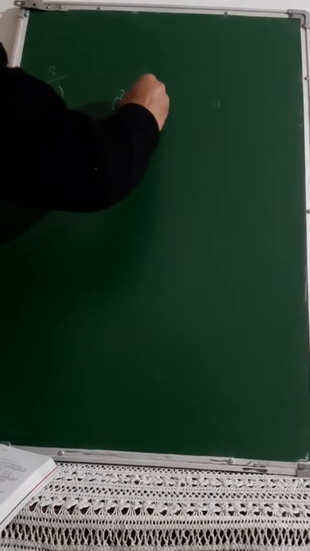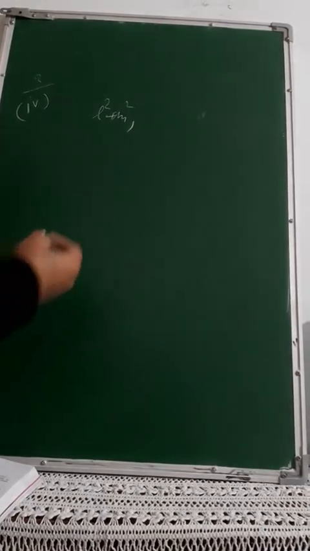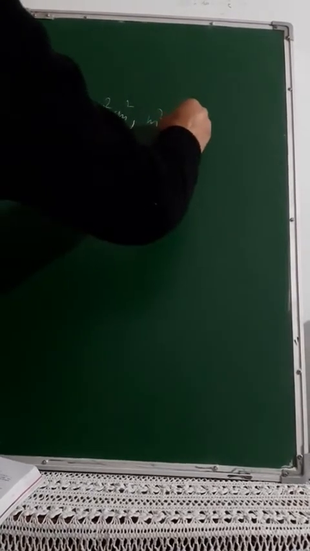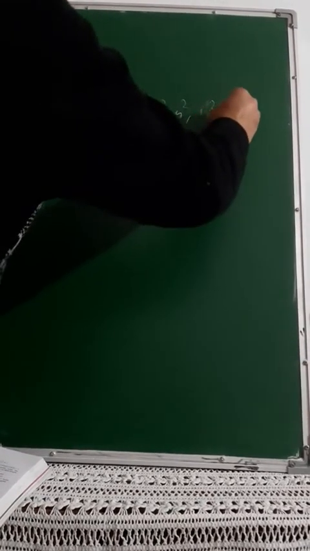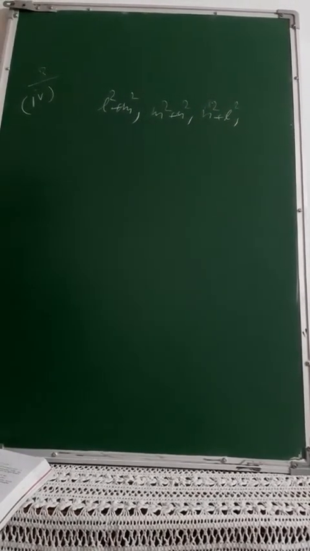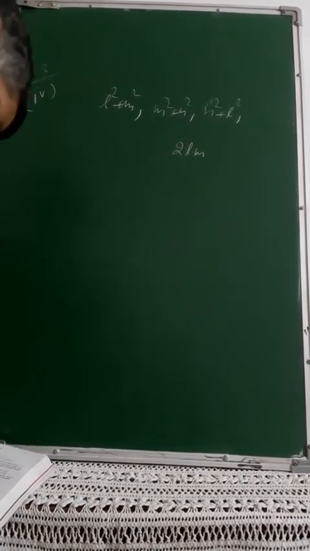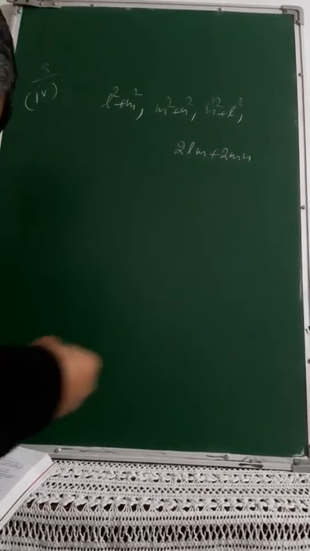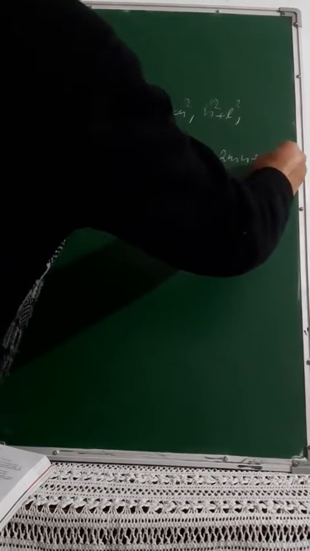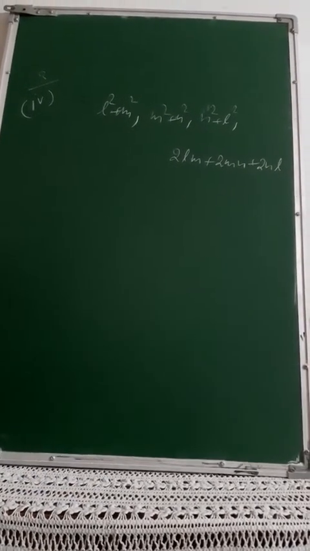So here it is. The first term given is L square plus M square. Whenever the comma is there, you need to separate these terms. Then the second is M square plus N square. Third is N square plus L square. Fourth is 2LM plus 2MN plus 2NL. So these are the terms given to you, and I need to add them.